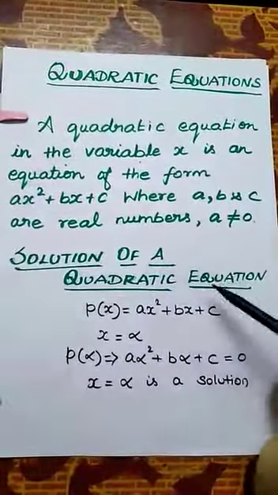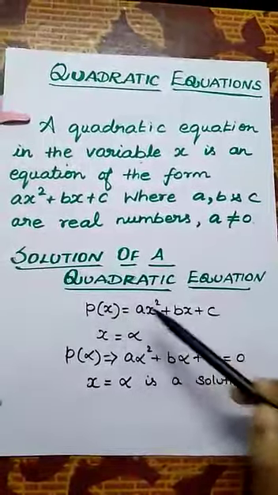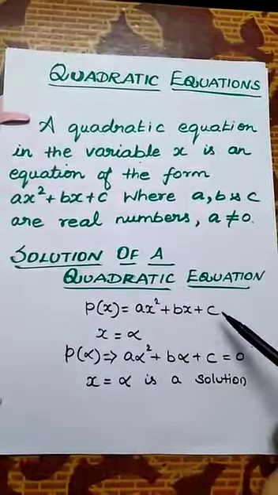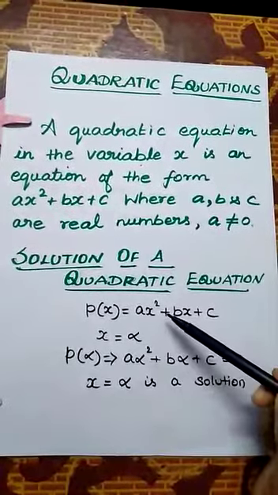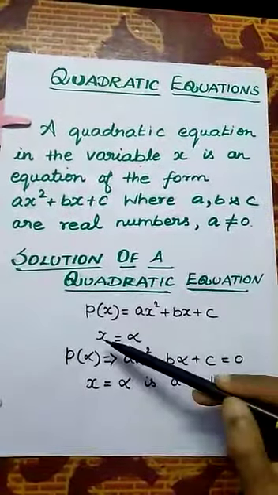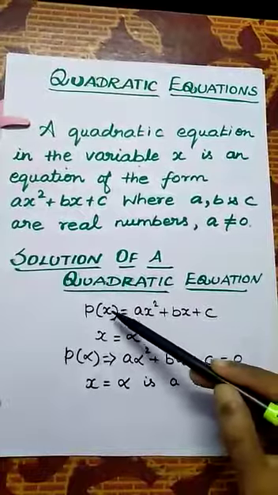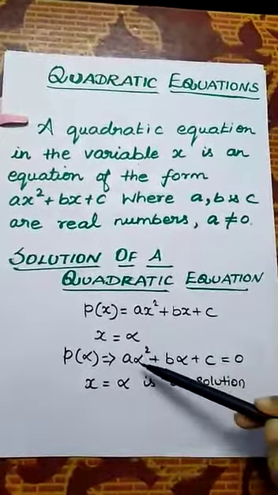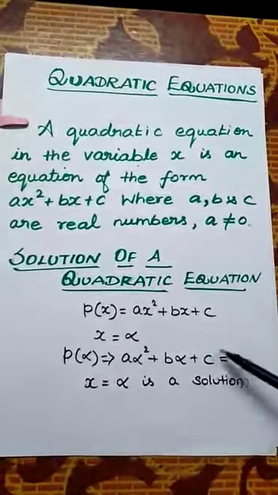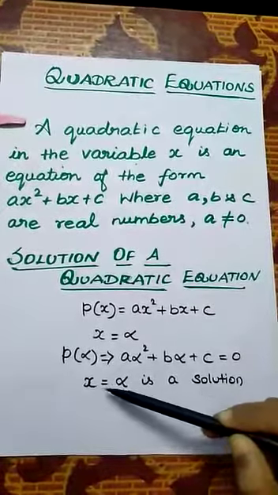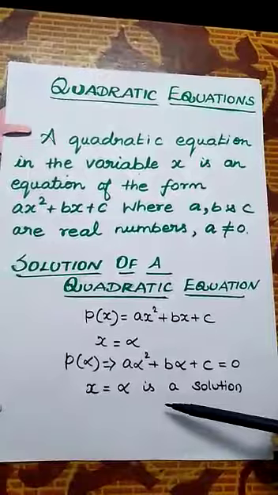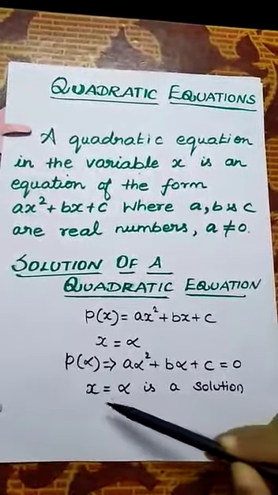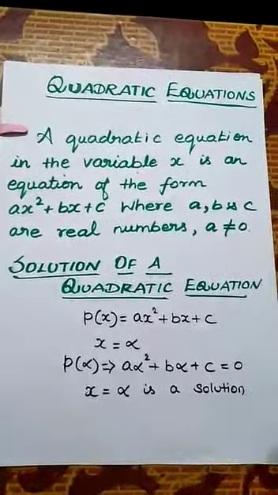Solution of a quadratic equation: we have to take p of x is equal to ax square plus bx plus c. Alpha is called the root of the quadratic equation ax square plus bx plus c. Then we have to apply the alpha value for x. So p of alpha is equal to a alpha square plus b alpha plus c equal to 0. Therefore x is equal to alpha is a solution. Actually alpha satisfies the quadratic equation. Then only we can tell x is equal to alpha is a solution.